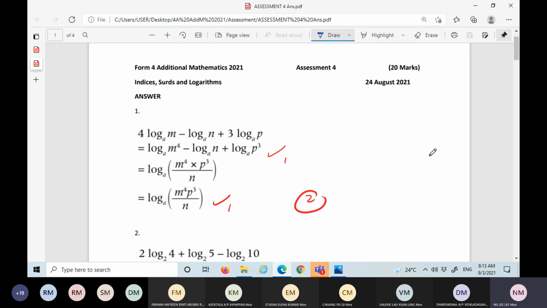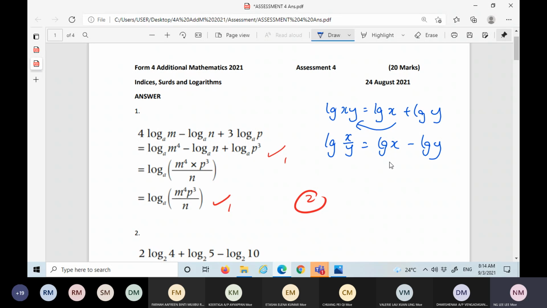From your book, 4.3, log. When you have a log of xy, if you want to break it into two logs, it becomes plus. And the other way around: you have two logs plus, you want to combine into a single log, then it's times. And for this, it is a minus.